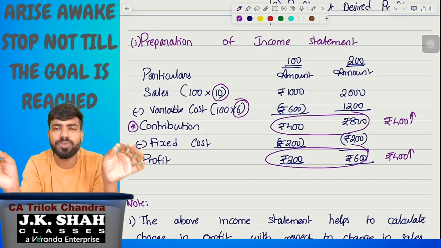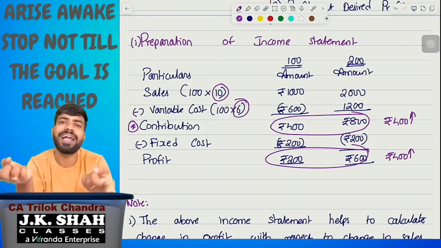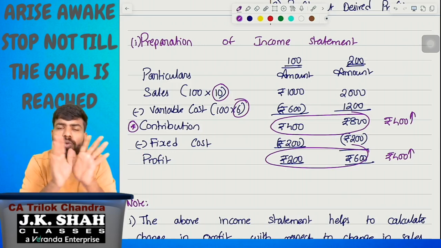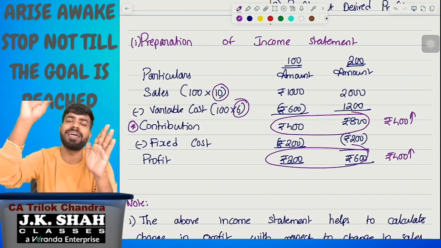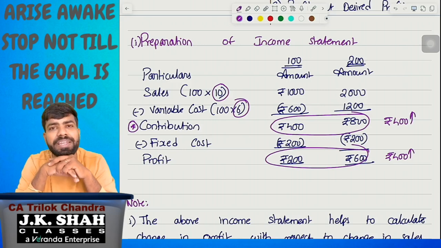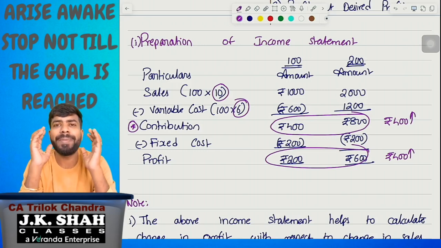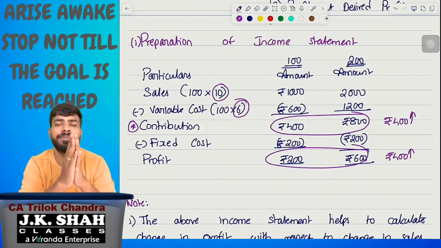So simply what I mean to say, to calculate change in profit, you calculate the change in contribution. Both are equal. If 100 units increase, 100 into 4, 400 rupees is the profit increase. If 50 units decrease, 50 into 4, 200 rupees is the profit decrease. That is the main purpose of this income statement.